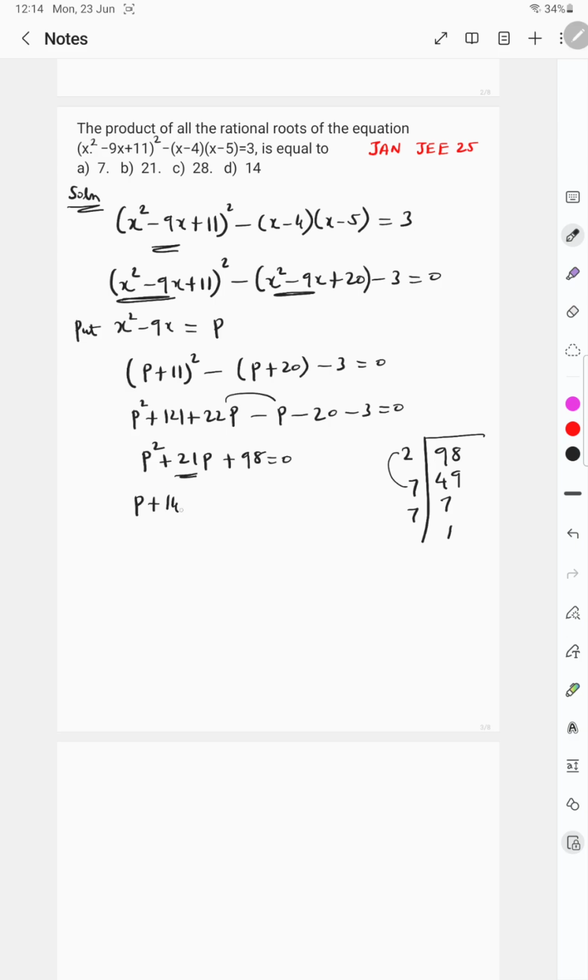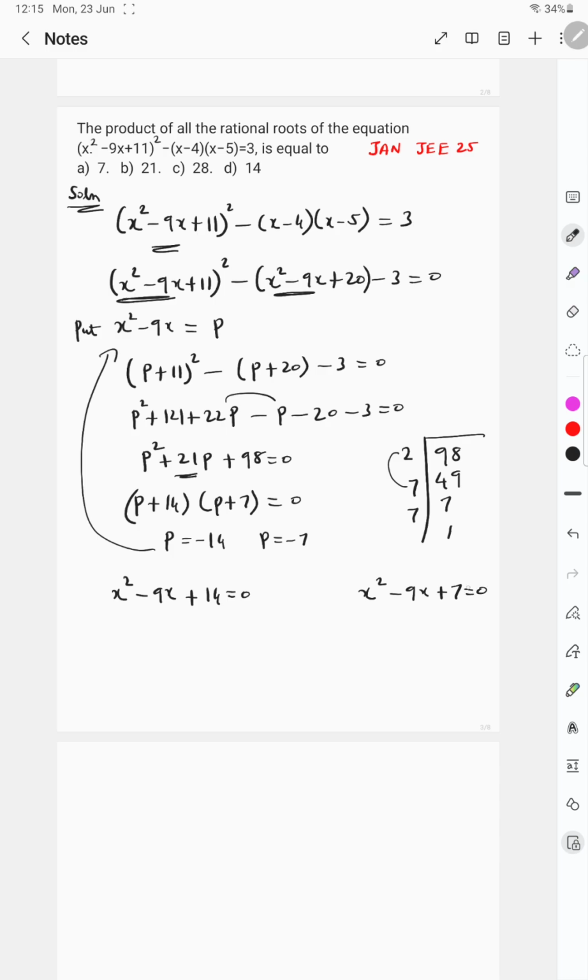So (p + 14)(p + 7) is equal to 0. So either p is minus 14 or p is minus 7. So putting this here, I have two equations: x² − 9x + 14 = 0 and x² − 9x + 7 = 0.